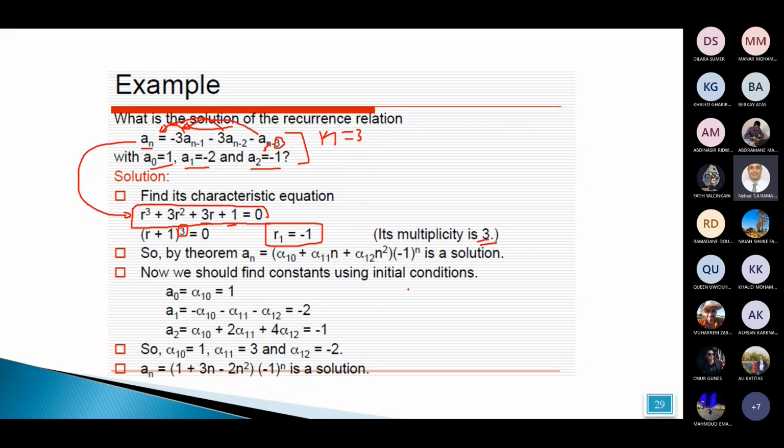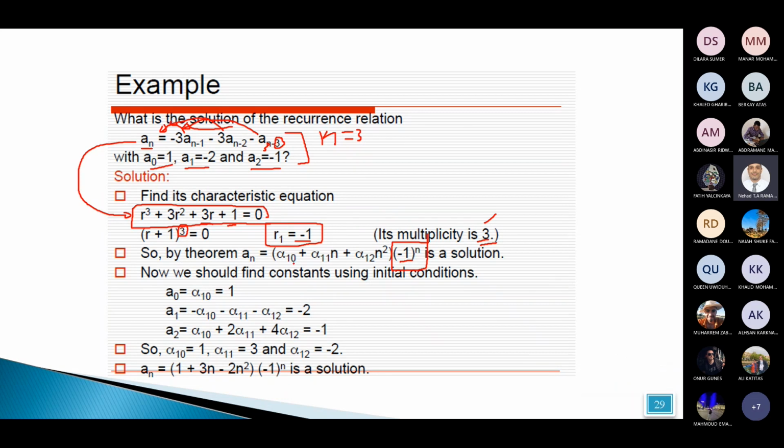second theorem here. In the second theorem, it's easy. The solution is (-1)^n. This first part is the same as theorem 1. The difference here is in the constant. We have multiplicity 3. This means we have 3 constants.